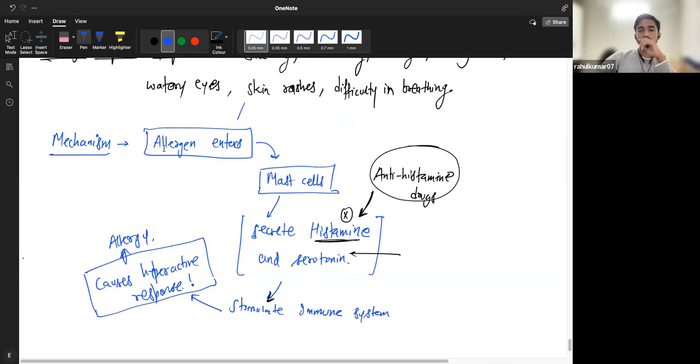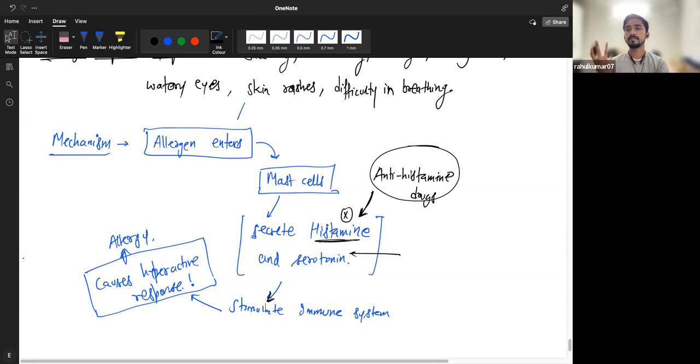The mechanism, yes. The mechanism is that the allergen enters the body. Then the mast cells, which are already present in your body, start secreting histamine and serotonin in large quantities. They should not have done it if that allergen is just dust or pollen. Even if they secrete a very little amount, our body will take care of it. But this large amount of histamine and serotonin will make the immune system go haywire and show a hyperactive response, which basically is allergy.